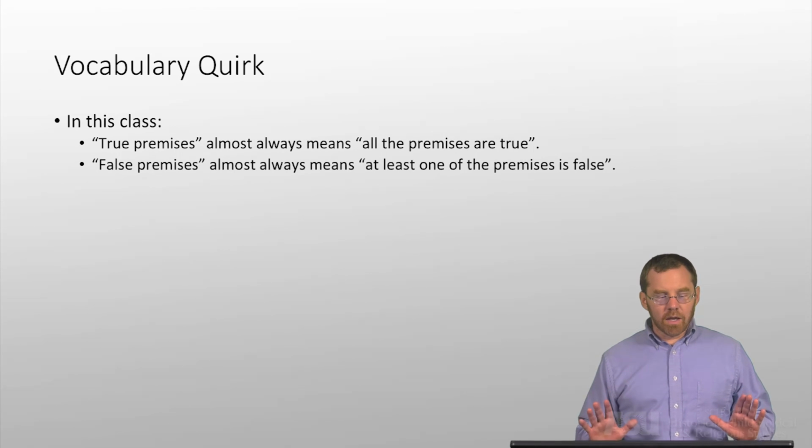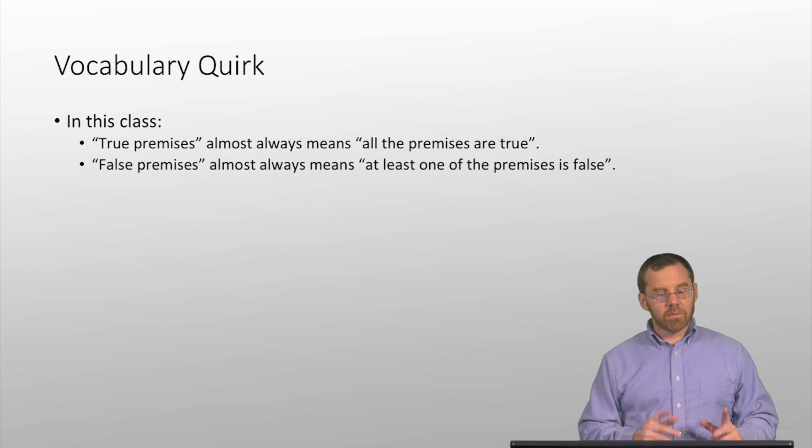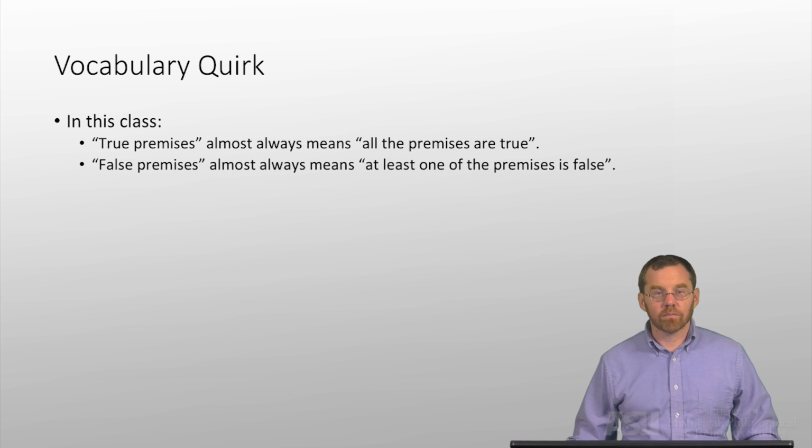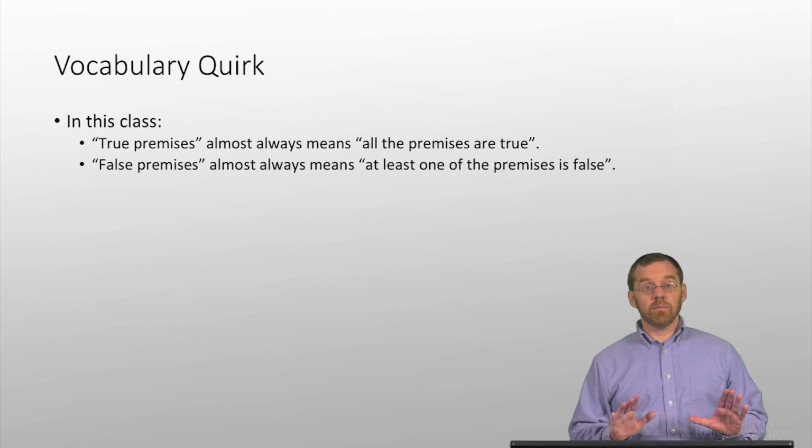So if we say true premise in the singular, we're usually talking about one premise. But if we use it in the plural, true premises almost always means all the premises are true. False premises almost always means at least one of the premises is false. If you have any questions about this, please let me know.